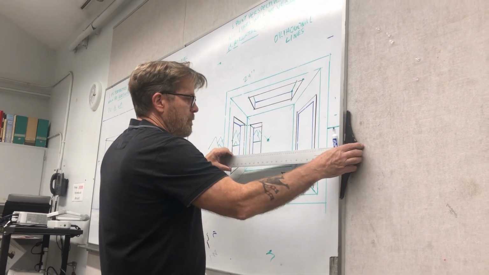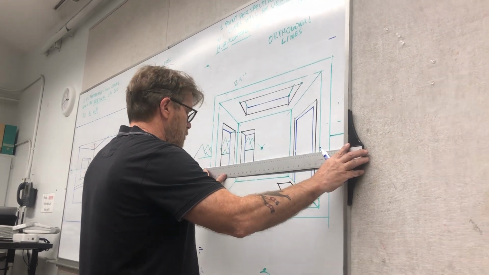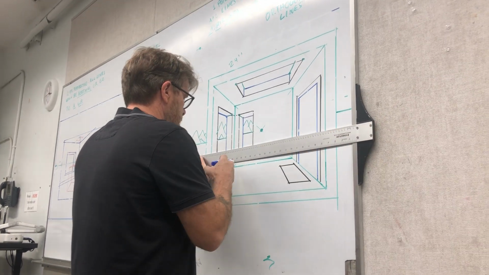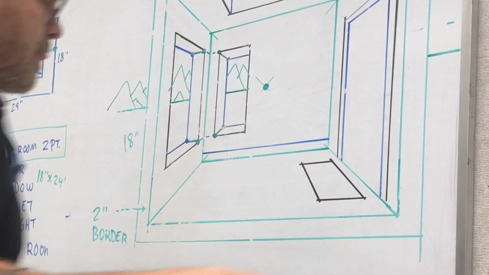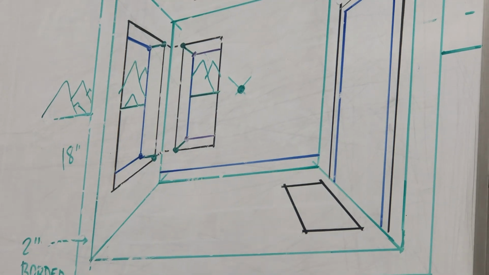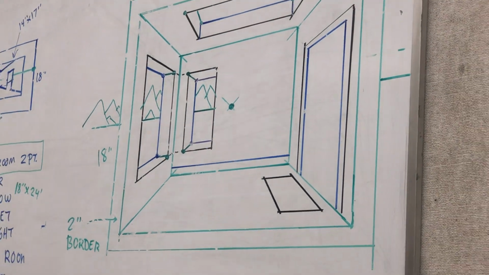So I'm gonna make a baseboard back here. I'm gonna draw a blue line right above my floor line back there. So I have a baseboard on the back wall. Follow?